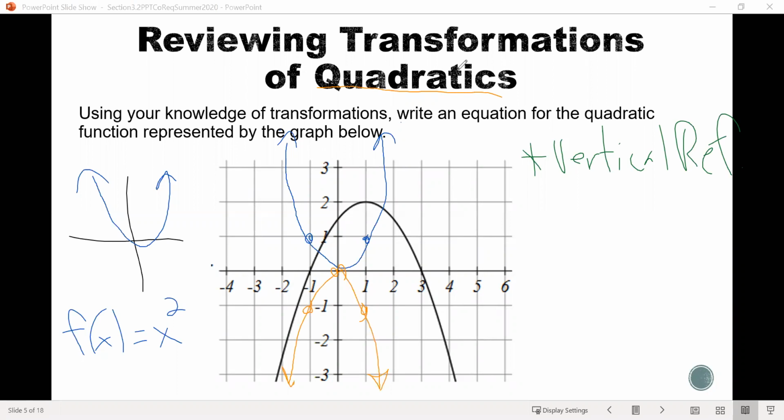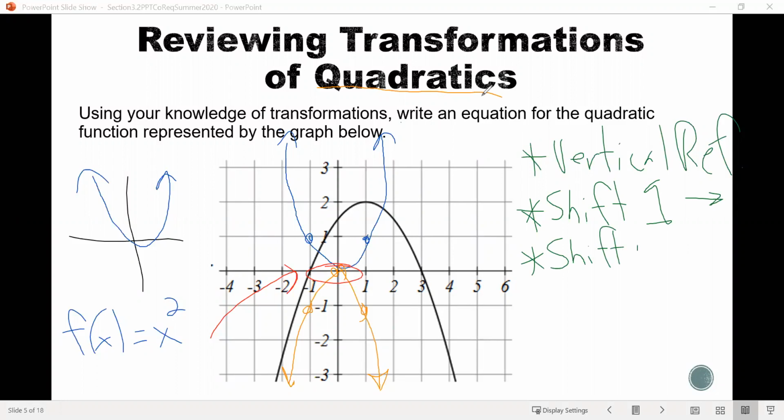So this has happened. And then if we focus in on the vertex, so this point right here, I can see that that has been shifted 1 unit right. Okay, and then it's also been shifted up by 2 units. All right. And then there's one more transformation here, and I'll try to draw this as best I can.